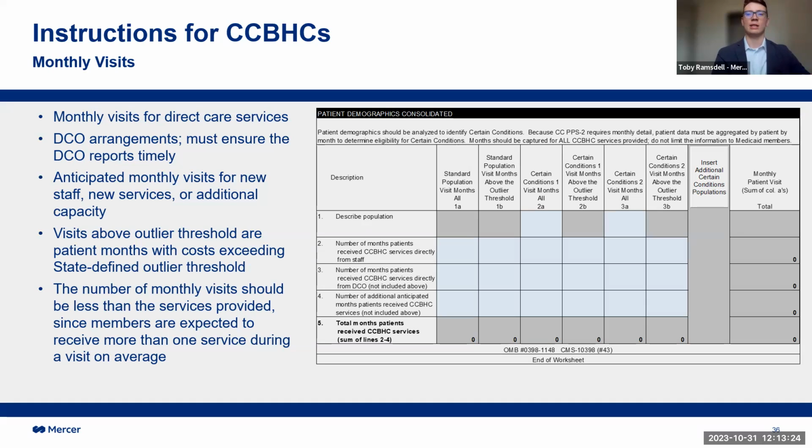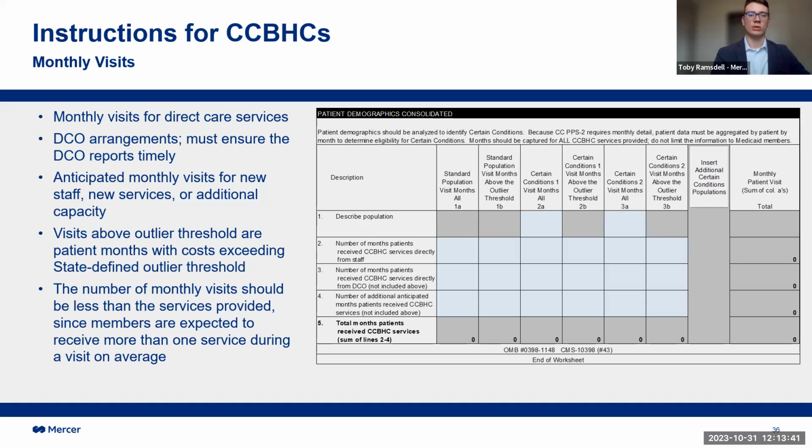So again, additional information will be forthcoming from the state on the outlier threshold. However, we'll still be able to walk you through some pretty simple ways to get an idea of which patient months may exceed the outlier threshold.